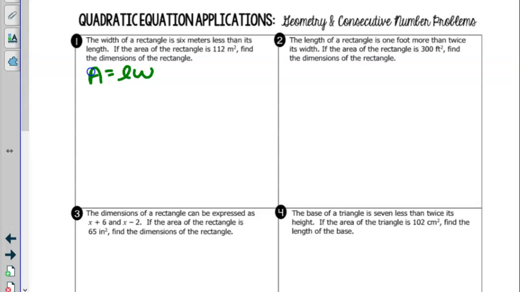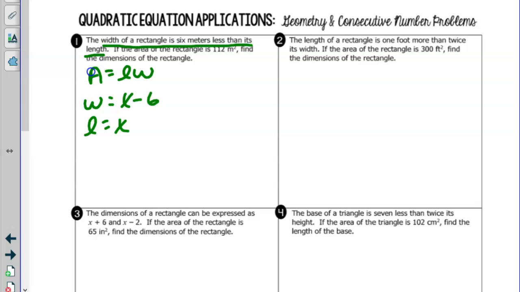Then they told us that the width of a rectangle is 6 meters less than the length. So the width becomes W equals, the width is 6 meters less than its length. Whatever it's being compared to, whatever the second part of it is, is going to get the x value. So whatever we're comparing it to gets the x. How do I write 6 meters less than its length? X minus 6, very good. Remember, you have to put the minus 6 last to get x minus 6. Everybody okay so far?